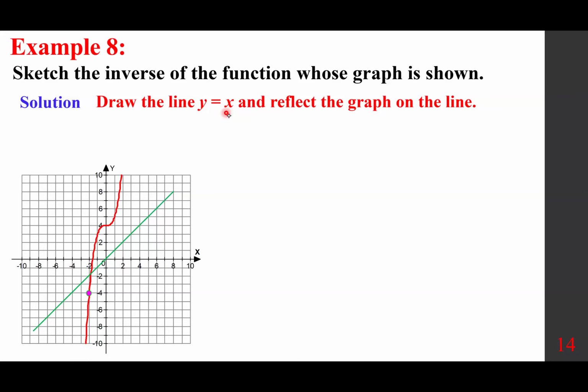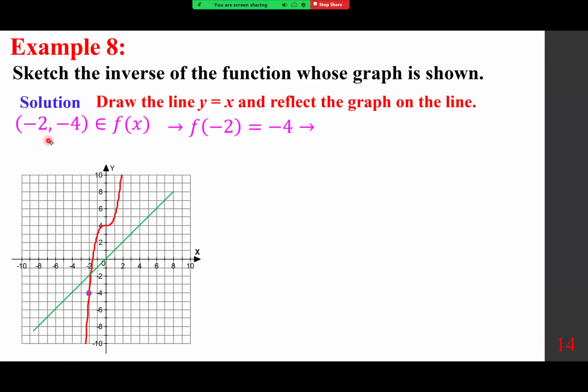For example, this one seems to have coordinates minus 2, comma, minus 4. So minus 2, comma, minus 4 is a pair on the graph of the function f of x, or the red function. So if that is the case, then minus 4, minus 2 must be on f inverse. To show you the concept, this means, everybody, f of minus 2 equals minus 4 by definition.